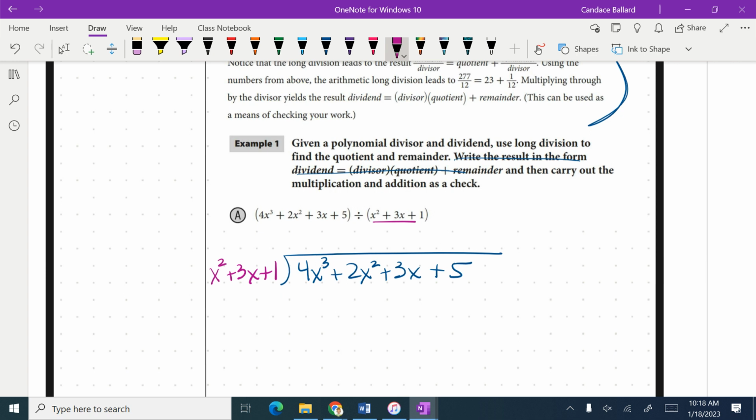All right, it's kind of similar to the box a little bit that we've been doing, all right? I need to know how many times does x squared divide 4x cubed? So I'm doing this, right? So what do I get when I divide that out?